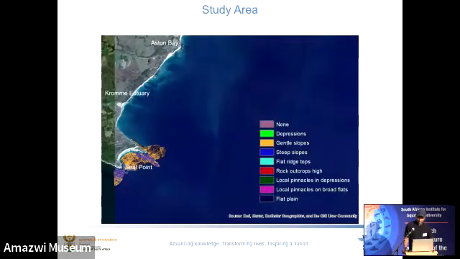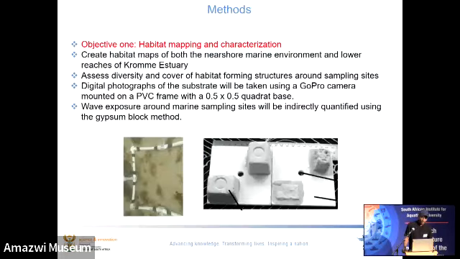Our study area, or our seascape, like I've said before, is in St. Francis Bay. We will have sites ranging from Sea Point all the way to Aston Bay, but it will also include the lower reaches of the Kromme, which are dominated by Zostera capensis. And then we will also move further deep for adult fishes.